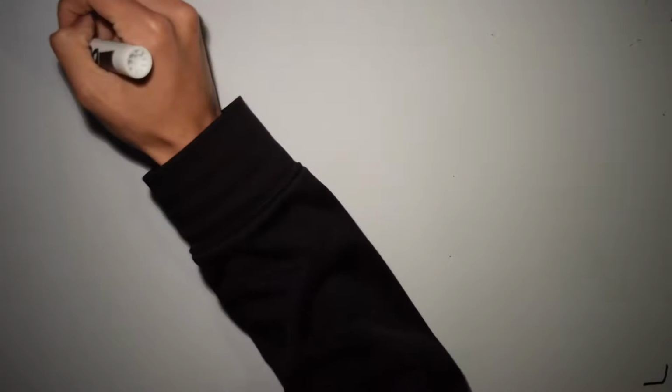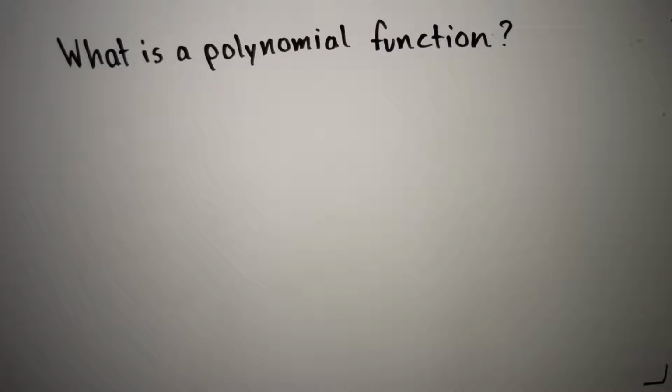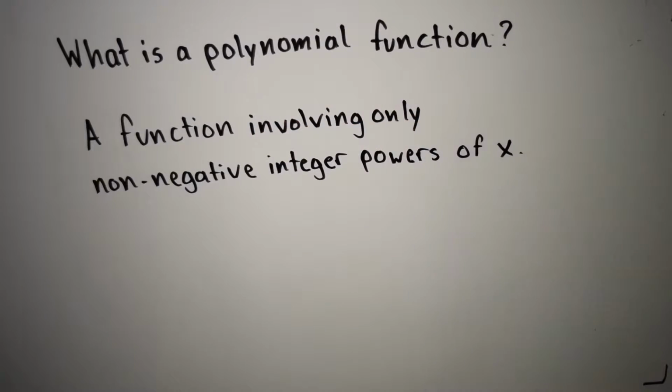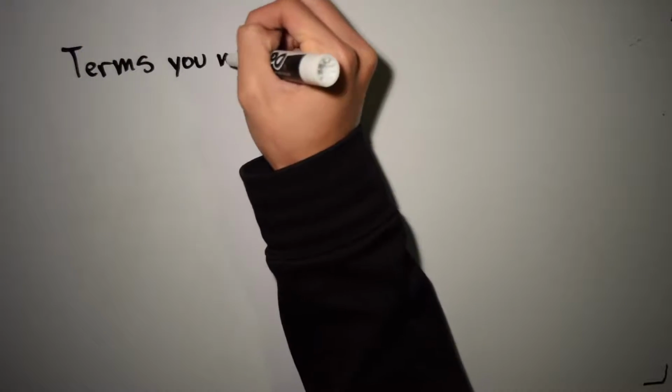First off, what exactly is a polynomial function? Well, a polynomial function is a function involving only non-negative integer powers of x. This involves functions such as the quadratic function and the cubic function. Next, I'm going to define some terms we will need to know.